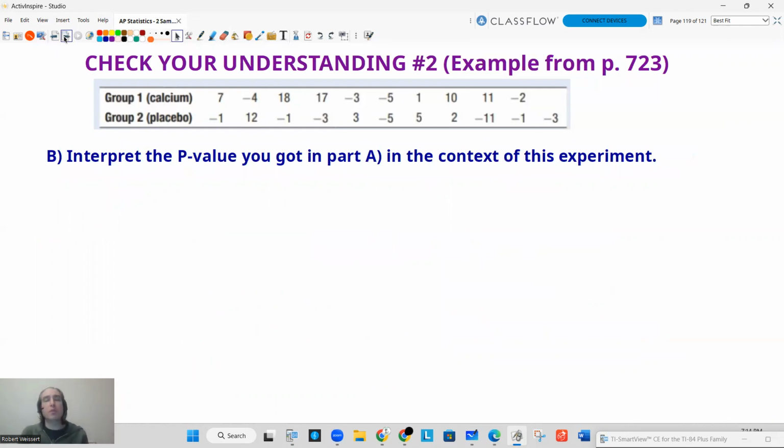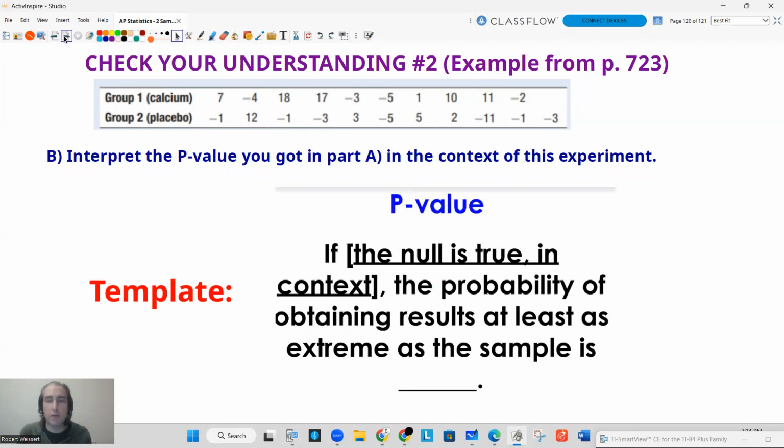And next part, interpret the p-value. Well, remember the generic definition for p-value, this is from a template sheet I shared with you: assuming the null is true, the probability of obtaining results at least as extreme as the sample that we saw is whatever your p-value is, okay? So that p-value is the number in the blank there. So in this problem here, try to get this interpretation. Pause the video before I go over it.